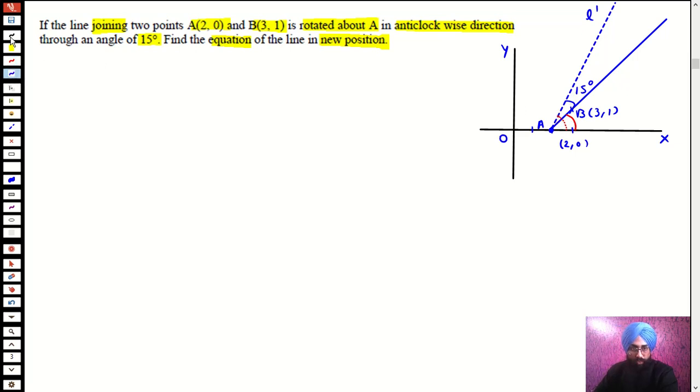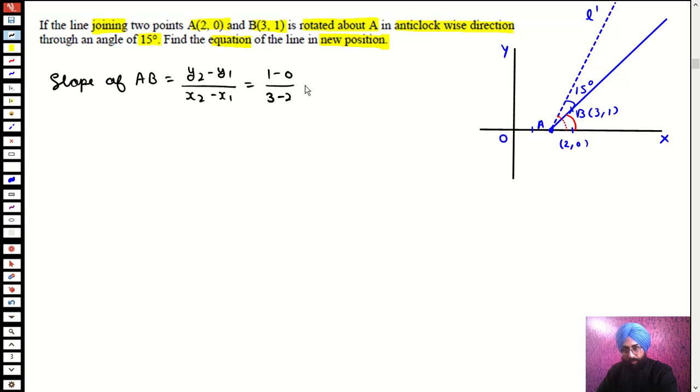So what can we do? We can use the slope of AB to find this angle. How? Let me show you. Slope of AB can be found using y2 minus y1 upon x2 minus x1. So here it is 1 minus 0 over 3 minus 2, which is 1. So the slope is coming out to be 1. Slope is nothing but tan alpha. So tan alpha is 1, so alpha is equal to 45 degrees. So it means we got this angle. This angle is 45. So this is 45, this is 15. The total angle will be 60.